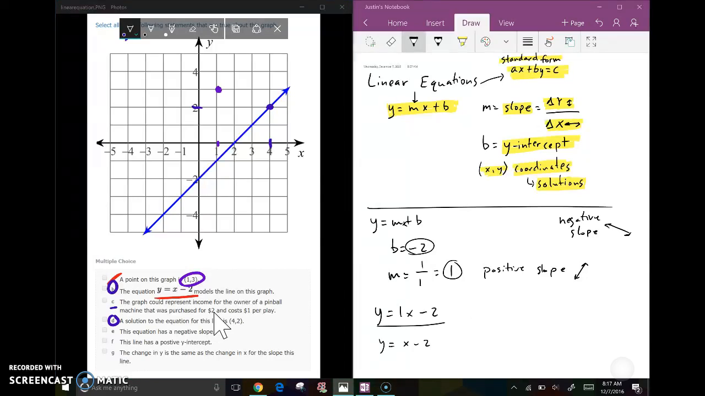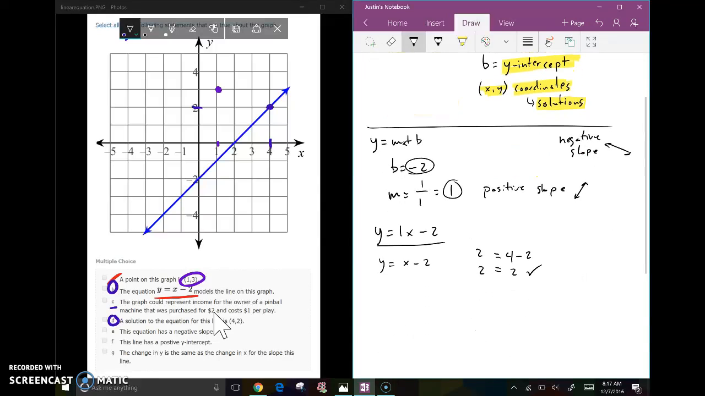Another way of being able to tell is by putting in 4 for x in our equation. So we have 4 minus 2 and 2 for y, and then simplifying to see if we get the same number. So 2 equals 4 minus 2 is 2, 2 equals 2, good, it's a solution.